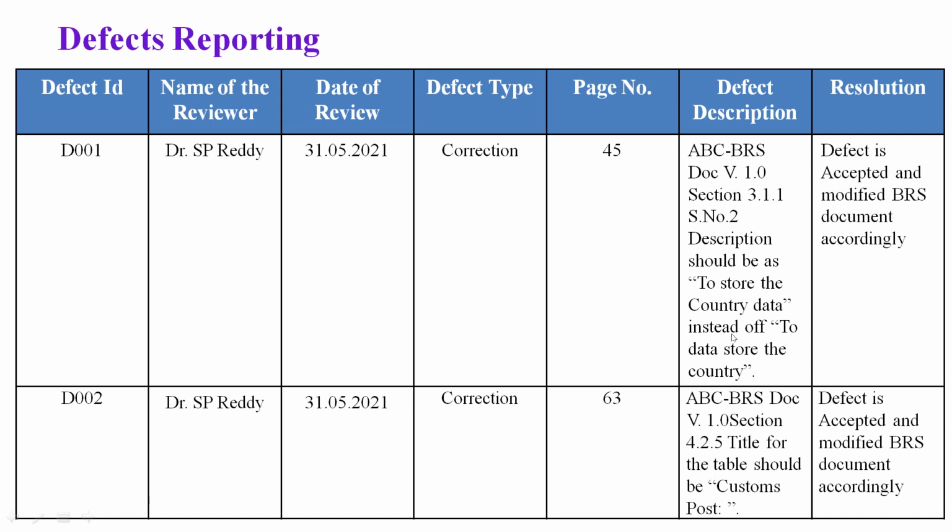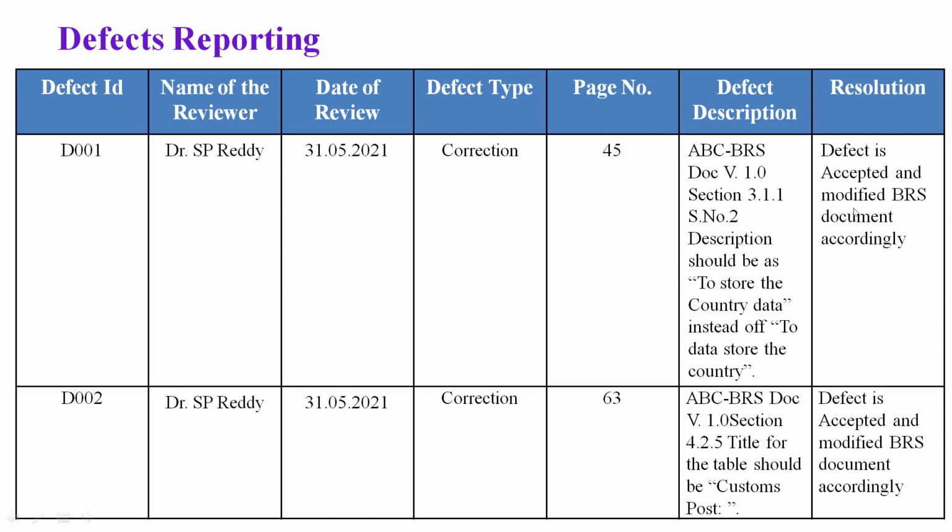The author has mentioned "to data store the country", but it should be "to store the country data". So "to store the country data" is meaningful, "to data store the country" is not meaningful. So here the correction should be there. The author has to correct this requirement. That is why the defect type is a correction.